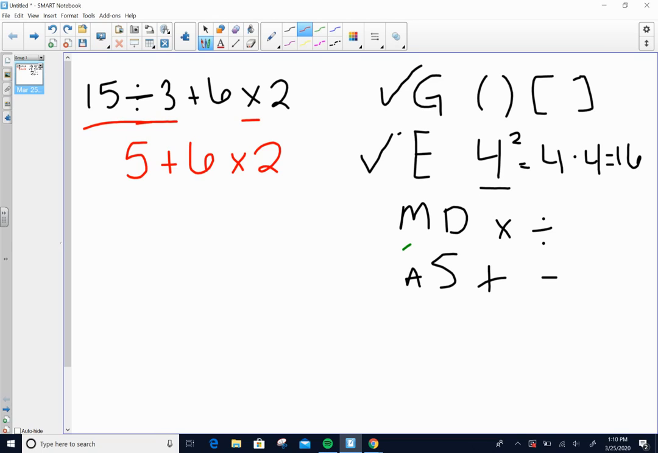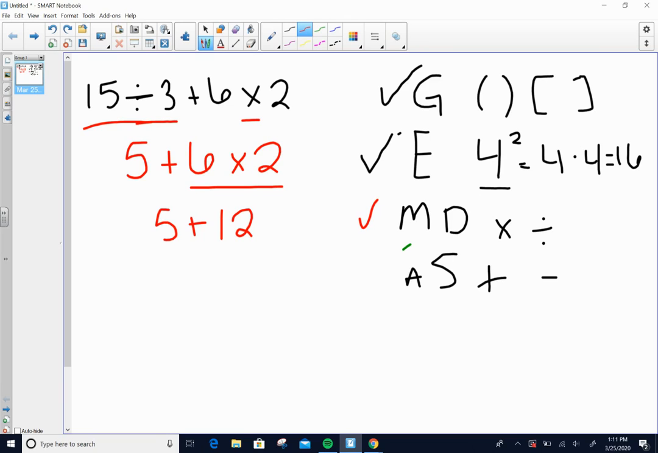So I'm going to look again. I still have the multiplication here, so I'm not done with multiplication and division. I want to go ahead and solve 6 times 2. So 6 times 2 gives me 12. I still have my 5 and my plus. I haven't done that addition yet, so I need to make sure I copy that down exactly as I see it. There's no more multiplication and division left, so I can check that off.